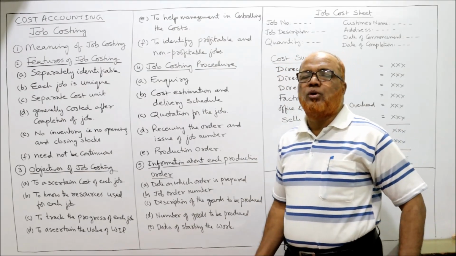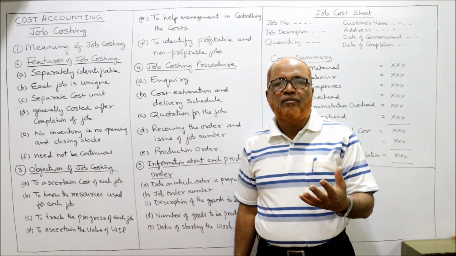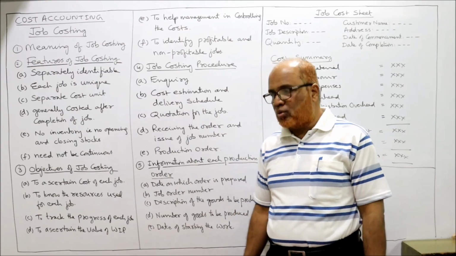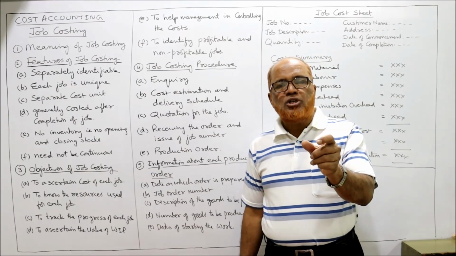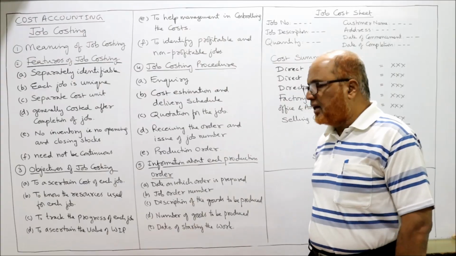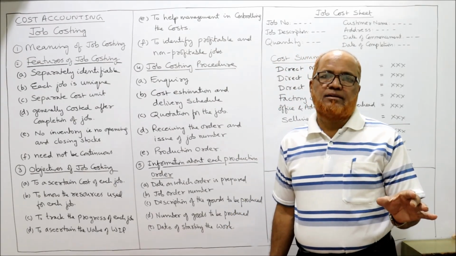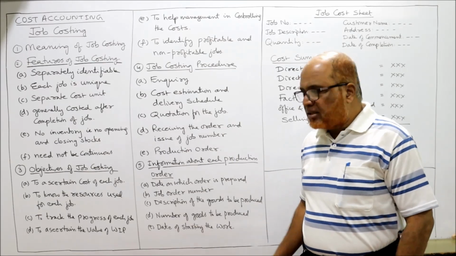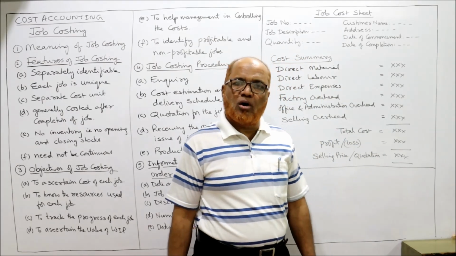Description of the goods to be produced. That means whatever goods we are going to produce, we should give a brief description of the goods, specification of the goods. The number of goods to be produced. In the description, we have to specify how many goods we are required to make. Lastly, date of starting the order, when the order will be started and when it is expected to be completed. So these are the information which should be provided for each production order.